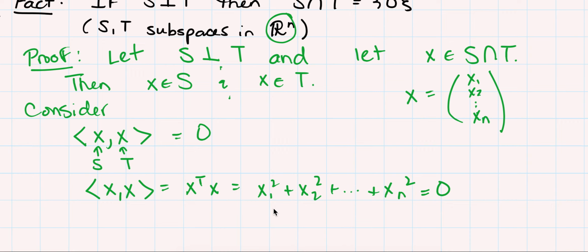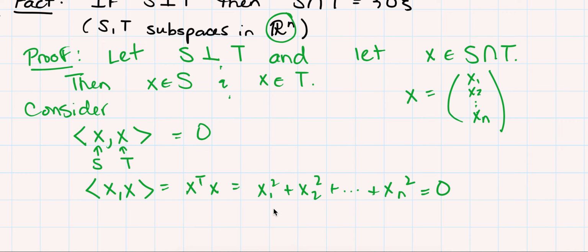But when you square a real number, you're going to get a positive number or 0. And the only way for all of these, when you sum them, to give you 0 is if each one is 0. So this implies that x1 = x2 = ... = xn = 0. So that tells us that x has to be the 0 vector.